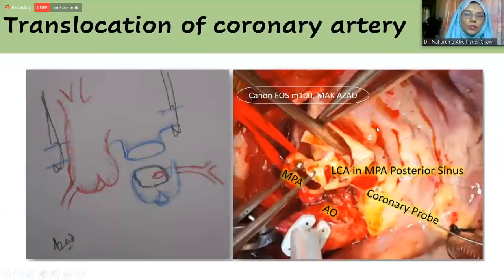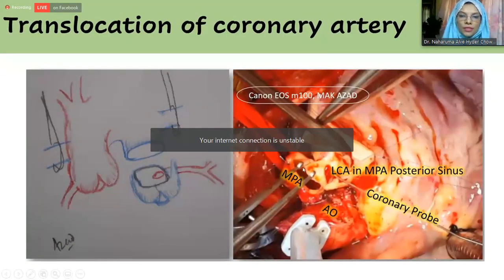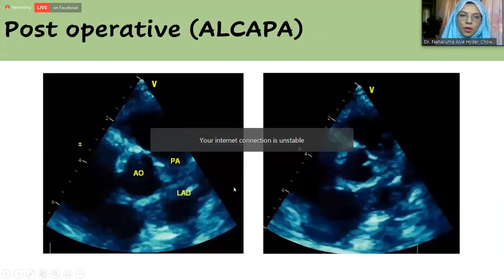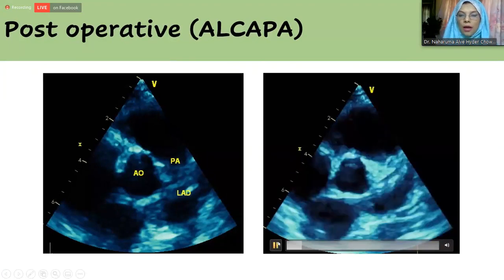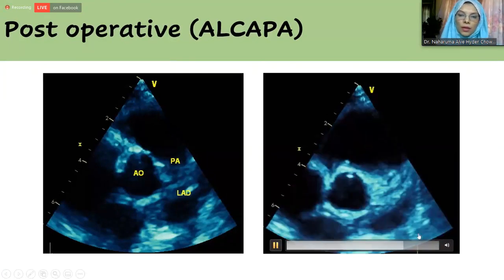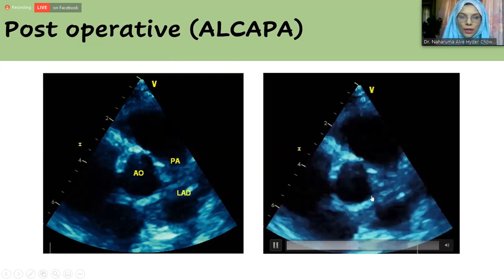So in this patient also translocation was done. This is the coronary which is arising from the pulmonary artery, and translocation was done. So this is the post-operative image. We can see the coronary from the pulmonary artery is translocated to the aorta.